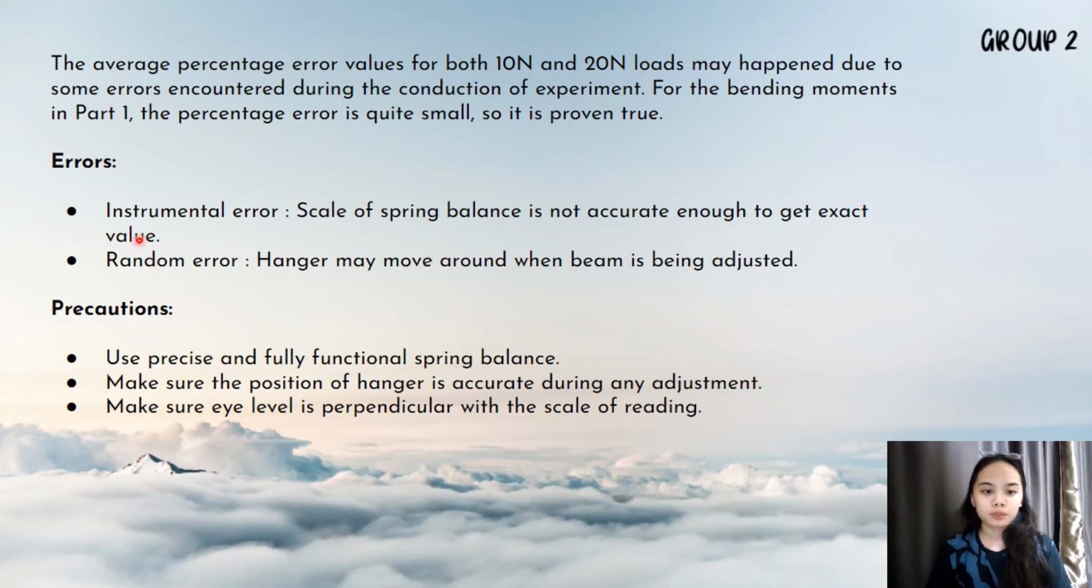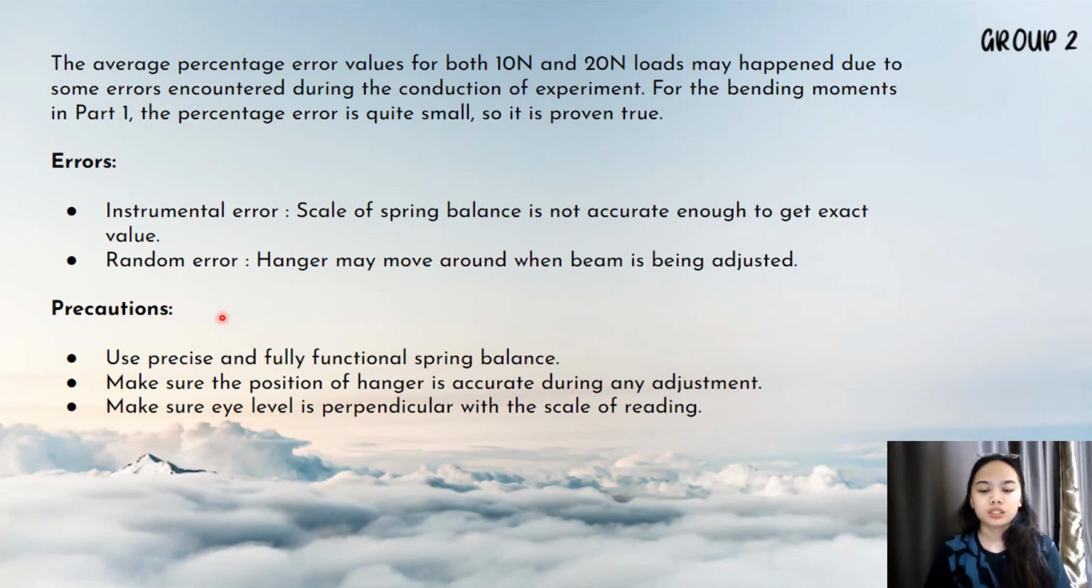So from this experiment, the average percentage error values for both 10 Newton and 20 Newton loads may happen due to some errors encountered during the conduction of this experiment. For the bending moments in part 1, the percentage error is quite small, as we can see just now, so it is proven true. The errors that may occur in this experiment are as shown. As for instrumental error, the scale of the spring balance is not accurate enough to get the exact value. As for random error, the hanger may move around when the beam is being adjusted throughout the experiment.